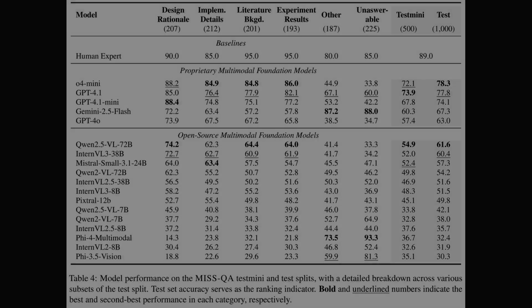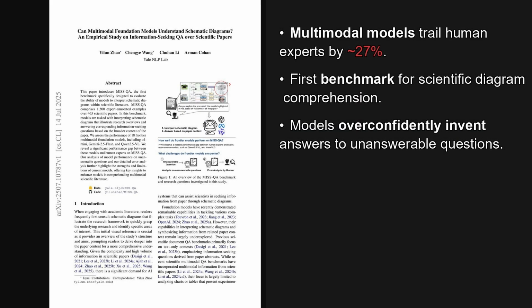So to wrap things up, what this all shows is a clear and significant gap between current models and human experts when it comes to understanding scientific diagrams. These multimodal foundation models, which are large AIs trained to process both text and images together, still struggle to connect the visual information in a schematic diagram with the detailed context of a paper. They also tend to be overconfident, often inventing answers to unanswerable questions. The MIS-QA benchmark gives researchers a fantastic tool to help close this gap.